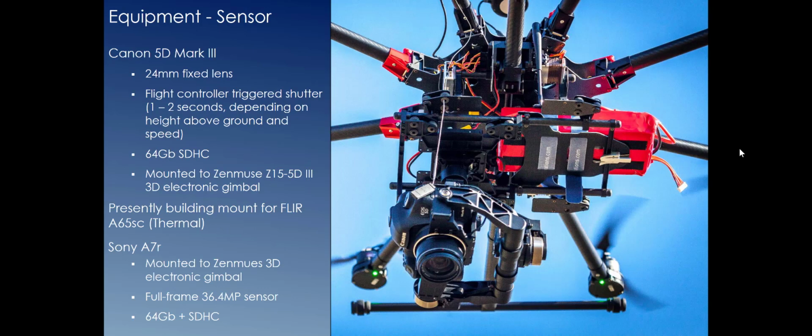The Canon that we did fly, we haven't flown it for some time now just because it is so heavy, was a 5D Mark III. Fantastic camera, mounted to a ZenMuse 5D3 electronic gimbal. However, we've built a couple of other mounts. One for a FLIR A65SC thermal camera, some multispectral sensors, and then the Sony A7R, which is a 36.4 megapixel full frame sensor that just does a fabulous job of capturing data.